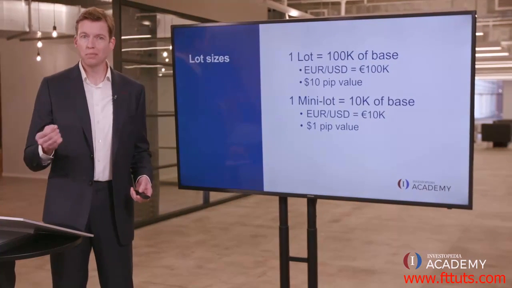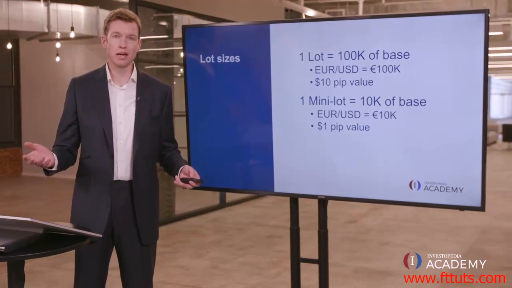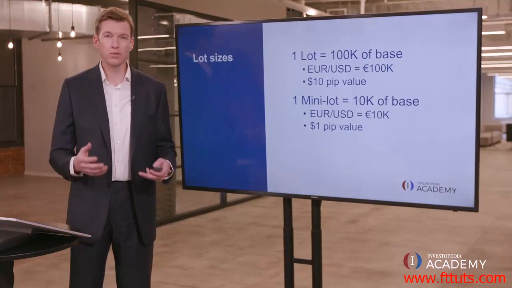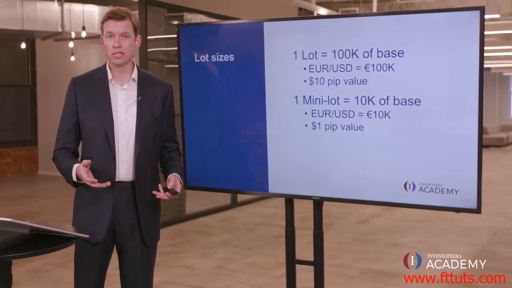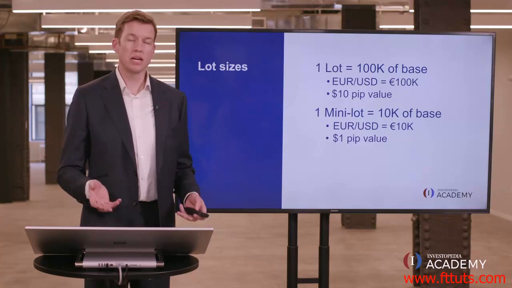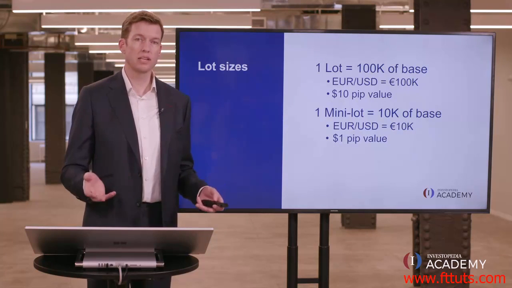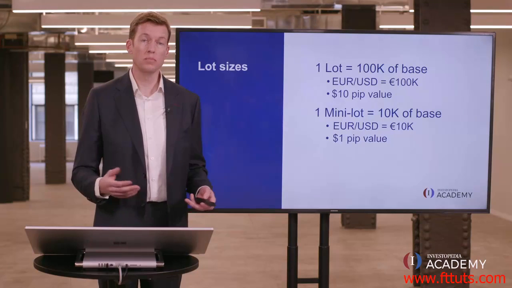Now, that's a big position. So for some traders it's perfectly acceptable, but not all traders are that size, and they may wind up taking on too much risk if they're taking an interest in a currency pair that's worth 100,000 units of the base currency. So we can split this up. If we divide a full lot by 10, then we have a lot size that's worth 10,000 units of the base currency, and that's called a mini lot.